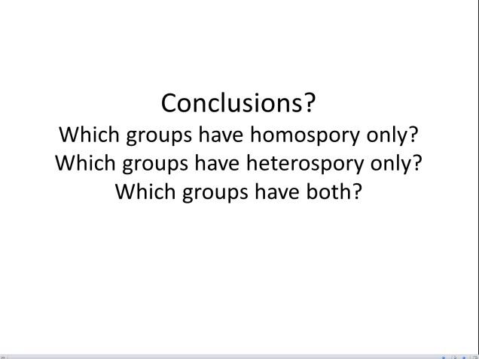And ferns had homospory, but that group that they're in, we looked at a wide variety of plants from that group. Some were homosporous, some were heterosporous. Let's say it again. Which groups have homospory only? Group 1, non-vascular seedless. Which groups have heterospory only? Groups 3 and 4, gymnosperms and angiosperms. Which groups have both? Well, that would be just group 2, the vascular seedless plants.